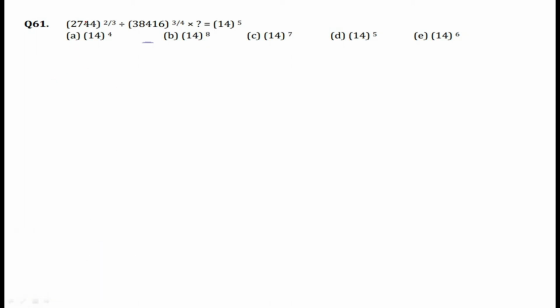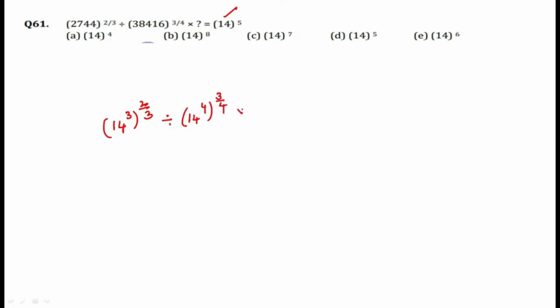See 2744, guys. 2744 means definitely the value becomes 14 cube. 14 cube whole power 2 by 3. Why? Because we need to prove the value which is exactly equal to 14 power. So if you check it out, 14 cube value becomes exactly equal to 2744. So this is the value of 14 power 4. Check it out, 14 power 4 value becomes 38,416.